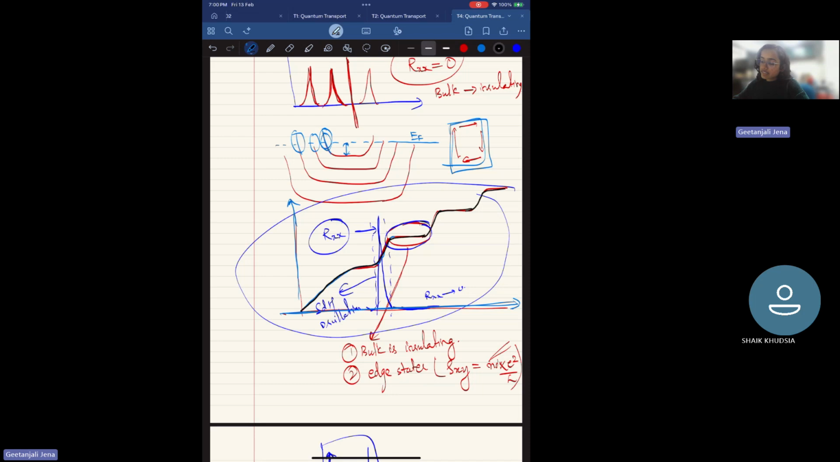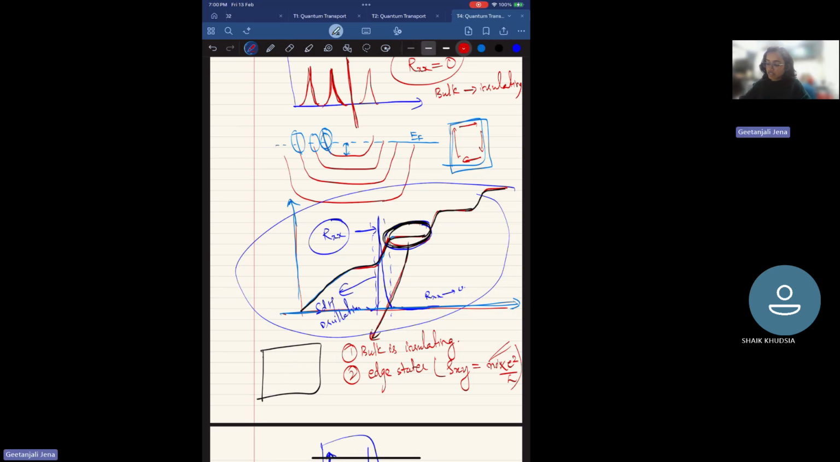What I said earlier is that in the plateau region, the resistance plateau region, the bulk becomes insulating, because in this case the energy levels are fully occupied. There is no energy level near the Fermi level that can be excited to the next Landau level. So for this plateau region, the bulk becomes insulating. There is no conductance along the direction of the current.